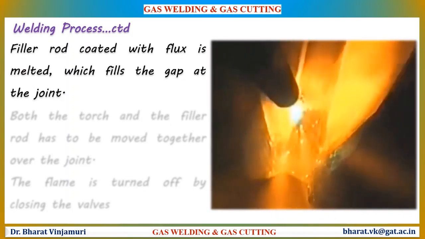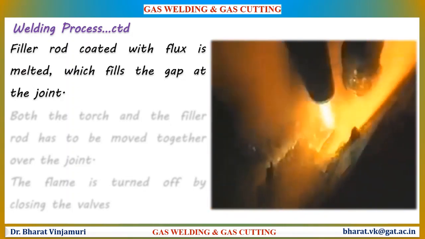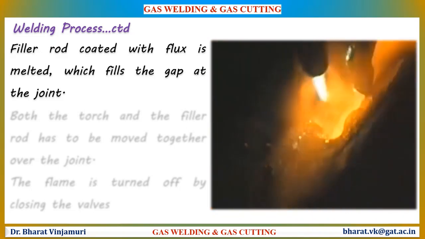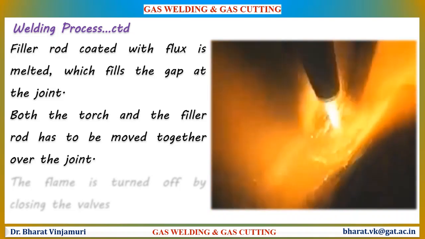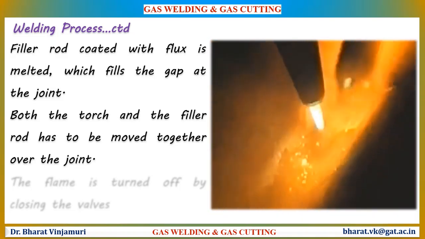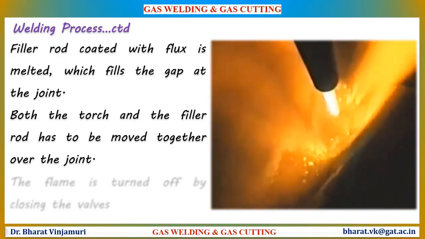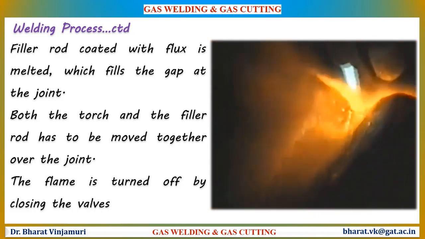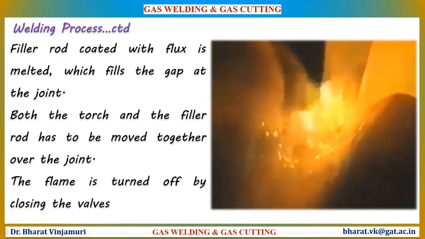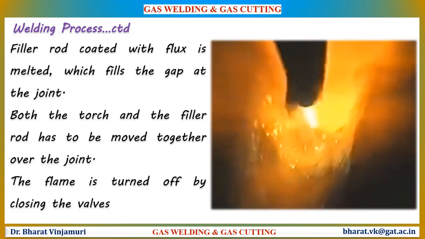Later, the filler rod coated with the flux is melted and is used to fill the gap at the joint. Both the torch and the filler metal have to be moved together over the joint. The flame is switched off by closing the valves. The joined metal pieces are then allowed to cool and then cleaned.